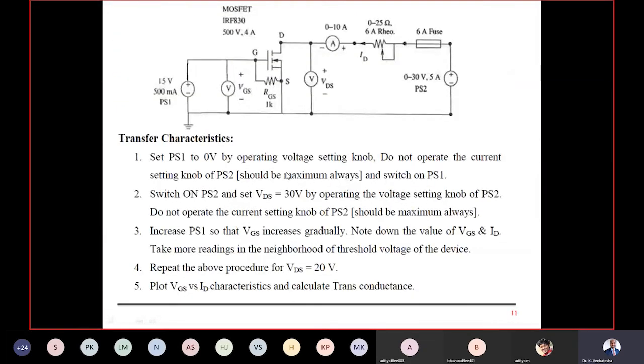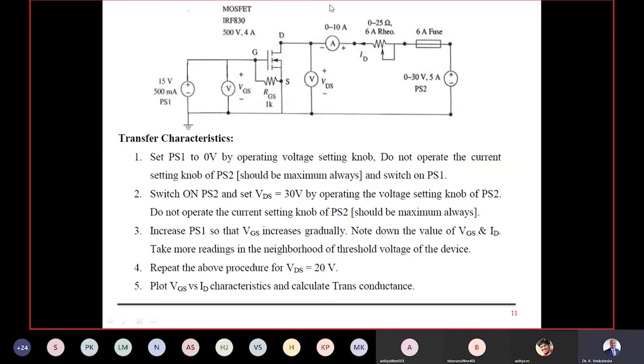Now observe how we conduct the experiment. Power supply 1, 15 volt. Power supply 2, 30 volts. VGS and VDS are measured with multimeters put across them. One ammeter, also a multimeter, goes in series to measure the drain current. One rheostat in cut-in position, I put it there. A 6 amp fuse will be there in the box itself. All of them are modules, don't worry. You have ample modules; you just have to connect them using wires.